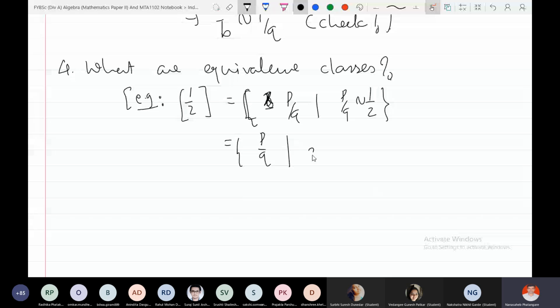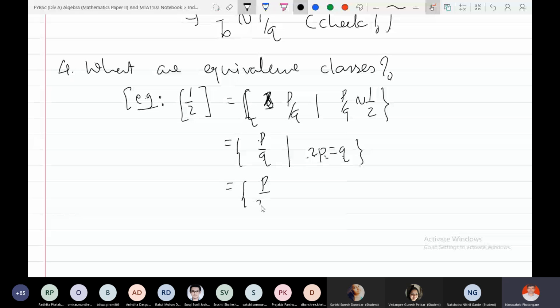2p is equal to q. All such elements. That means q is 2 times p. Whatever is the numerator, its double should be the denominator. All such elements, right? So for example, p, 2p.